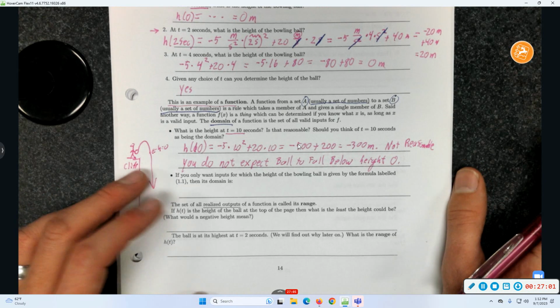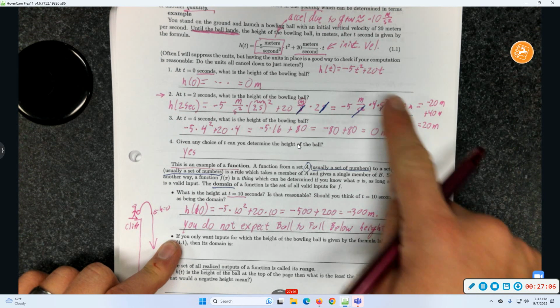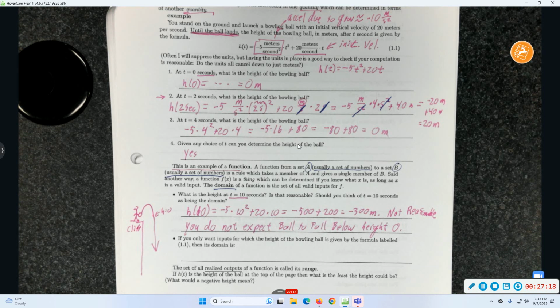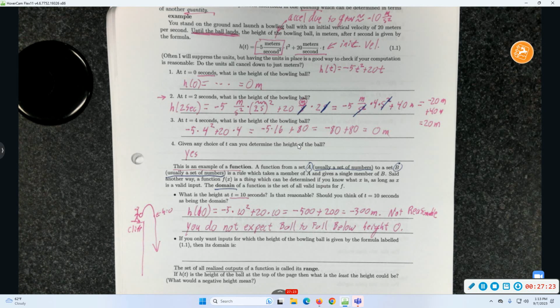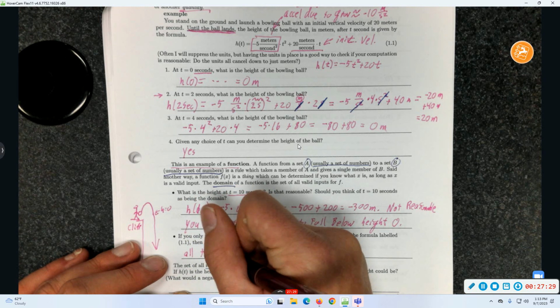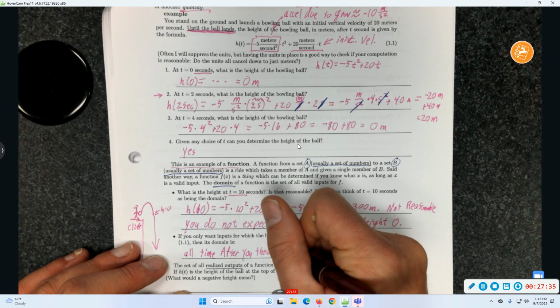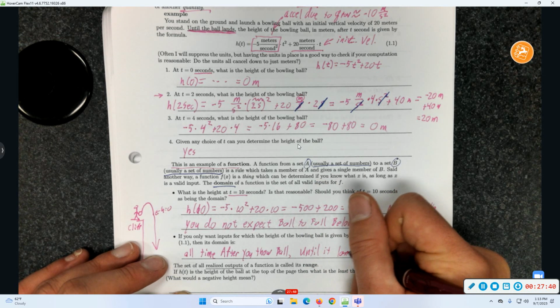All right, so if you only want inputs for which the height of the bowling ball is given by this formula up here, well then, what should you understand the domain to be? Well, the domain should start at the moment you throw the ball, otherwise you're predicting the height of the ball before you throw it, and you haven't thrown it yet, so it's probably at height 0 or you're still carrying it around. So this formula doesn't make sense to use then. So all times after you throw it, and then until it lands.